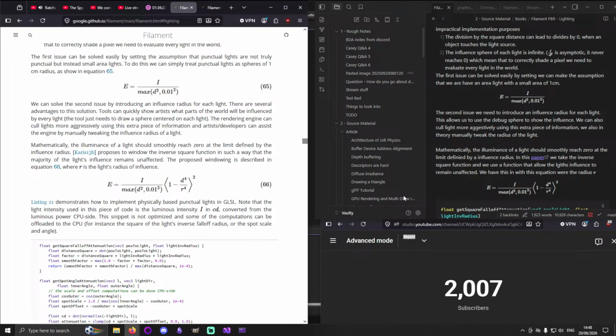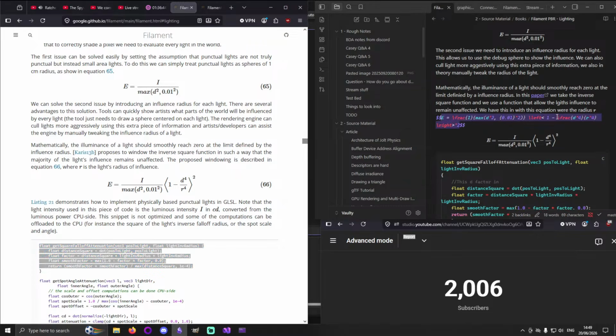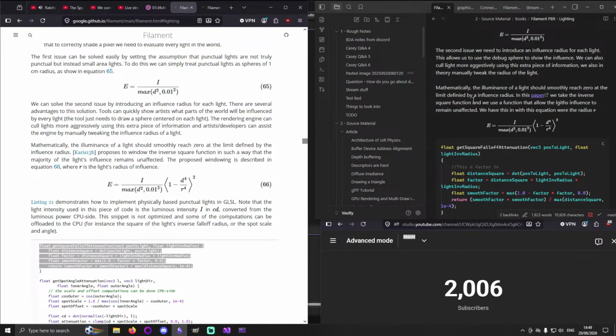Let me explain it. See if I can explain it to you. So this one specifically is the illuminance of light, which is how much light energy is distributed onto its surface. What we're trying to simulate here is the falloff, I believe. So I think it's this function right here. Don't worry about the number going down, that's inevitable. The illuminance of light should smoothly reach 0.